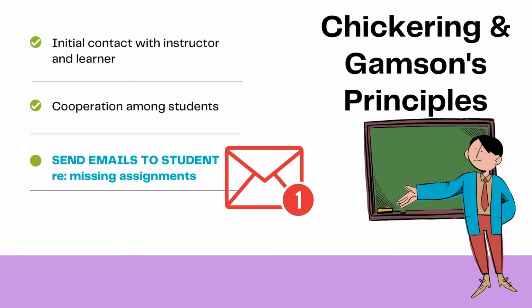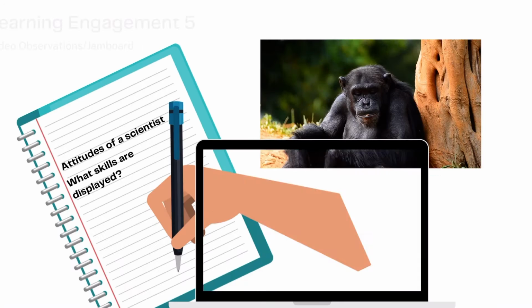Chickering and Gamson defined 7 principles for effective teaching and learning. Having reached this point in the course, all principles have been employed, but of great importance is the initial contact that has been made with the instructor and learners, and there was cooperation among students. Feedback was given to learners in the wider class setting, but having observed the lack of participation in a few students, emails were sent regarding their missing assignments with a timeline given for submission.